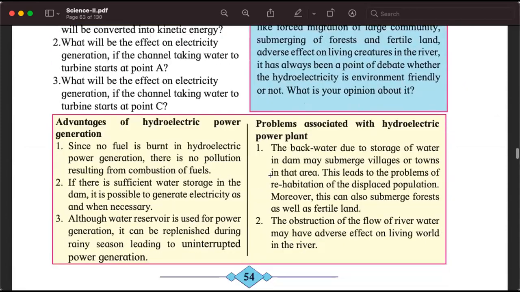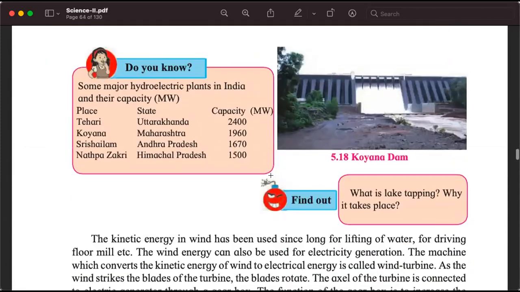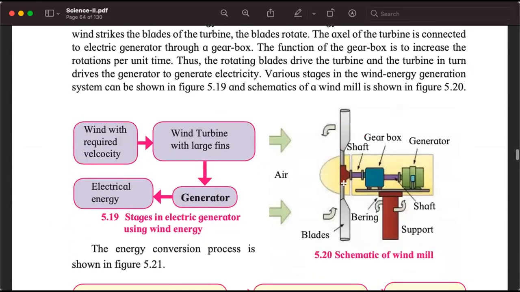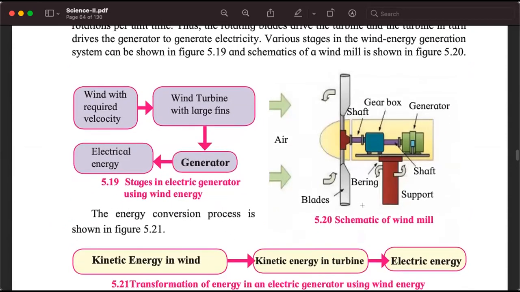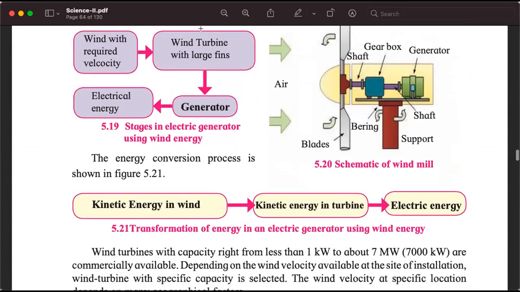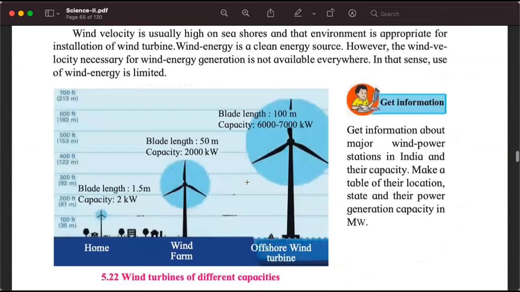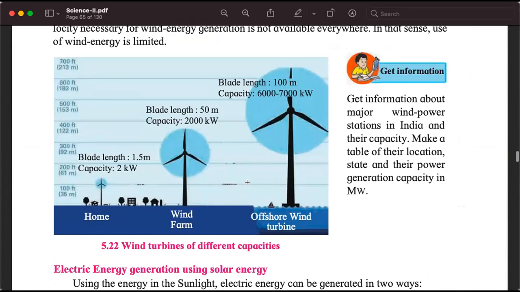Fifth. It also has a turbine. Look at this: gearbox, generator, shaft. Things are rotating. Wind turbine. I'm sure some of you would have seen this in real life. Tall windmill towers, windmills, yes.